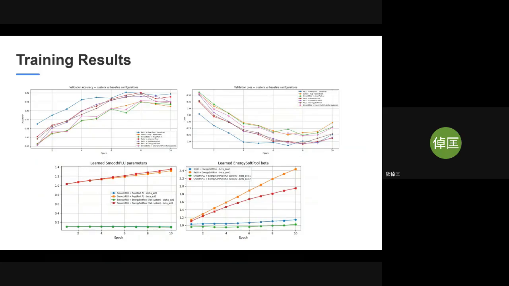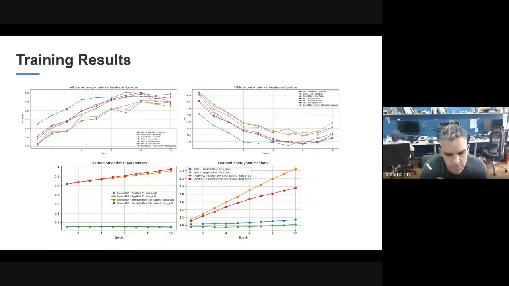The learned parameters also provide insights. Smooth PLU's beta increases over time, sharpening the activation. For energy soft pools, the parameter beta remains close to 1 in earlier layers, indicating near average pooling, and increases significantly in deeper layers, indicating a shift toward more selective pooling. So tell me again, on the bottom figure, what's on the y-axis? It's not clear. What's on the y-axis?